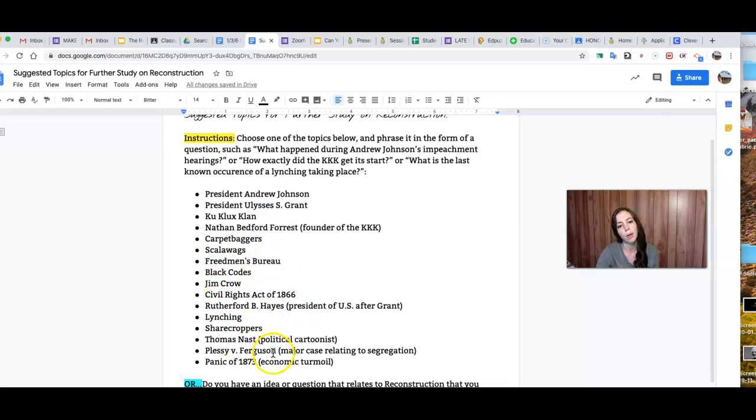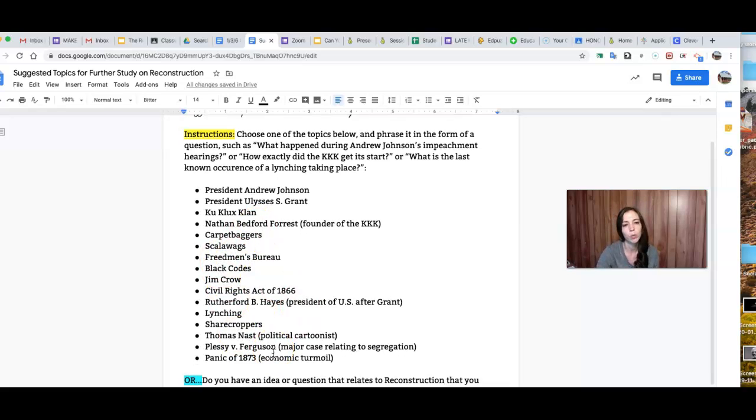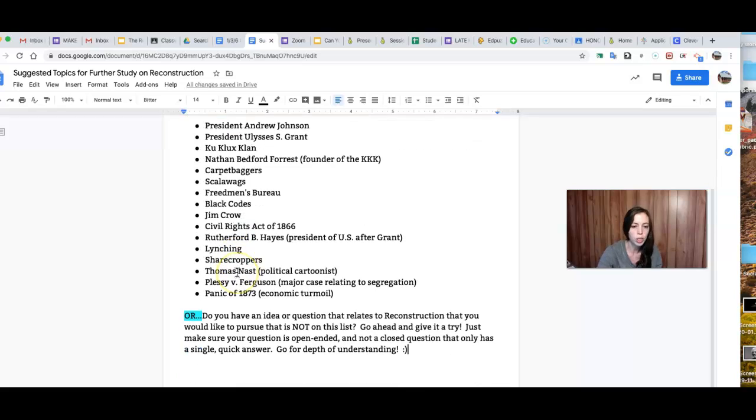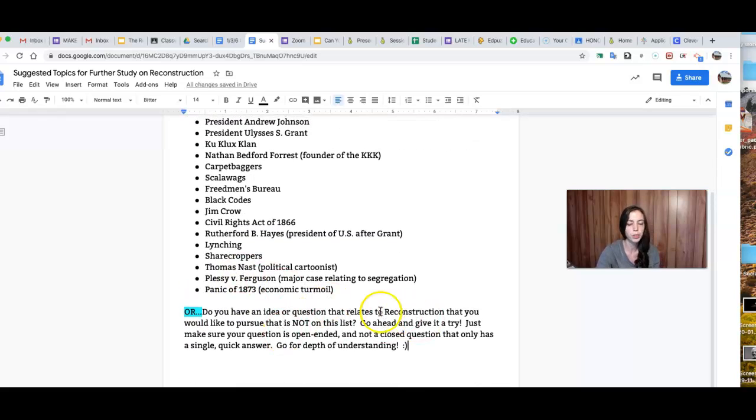Now, if you look at these topics and none of these on Reconstruction are really floating your boat, and instead you want to know about something that was kind of mentioned, you can do that. Or if there's a particular person related to Reconstruction that's not on this list that you would like to look into, like Hiram Revels, the first African American senator, you could do that. But you have to phrase it in the form of a question.